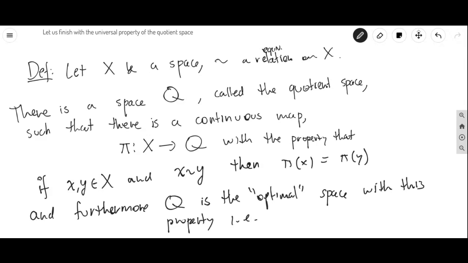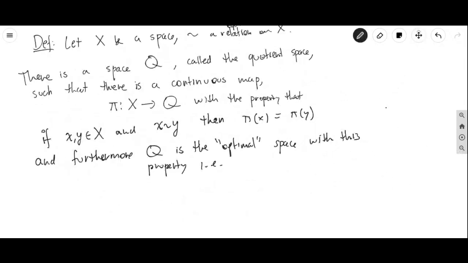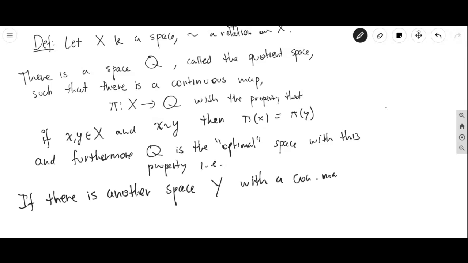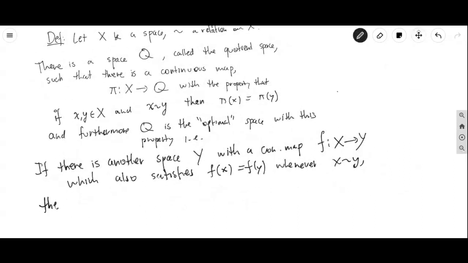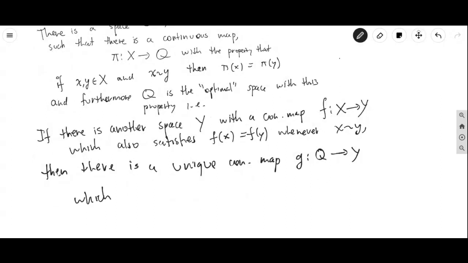So here's what it means. If there is another space, Y, with a continuous map, let's call it f, from X to Y, which also satisfies the condition that f of x is equal to f of y whenever x is related to y, then there is a unique continuous map, let's call it g, from the quotient space to Y, which makes the diagram commute.